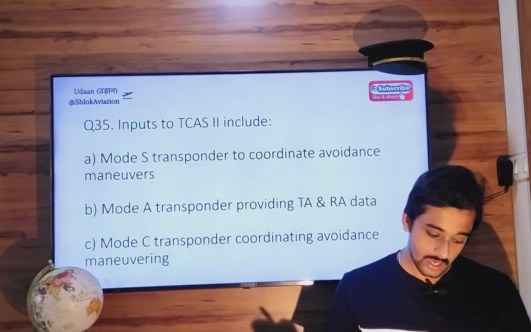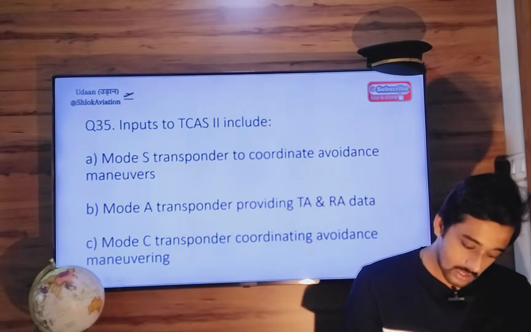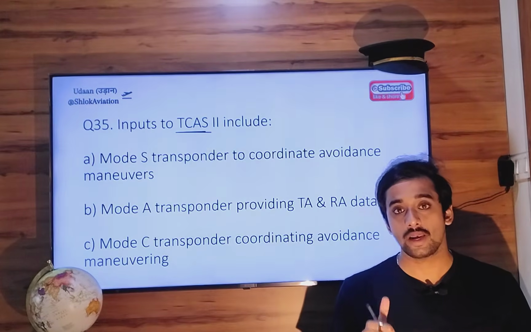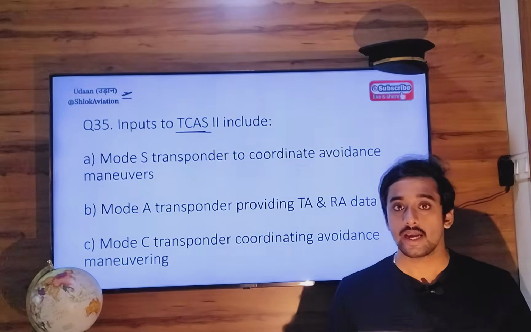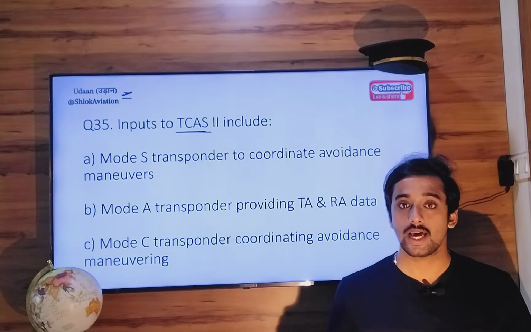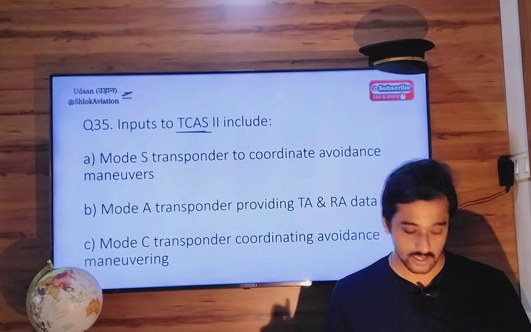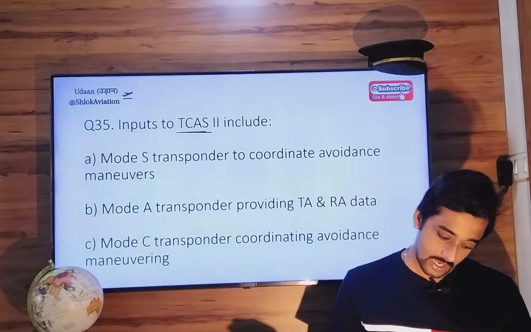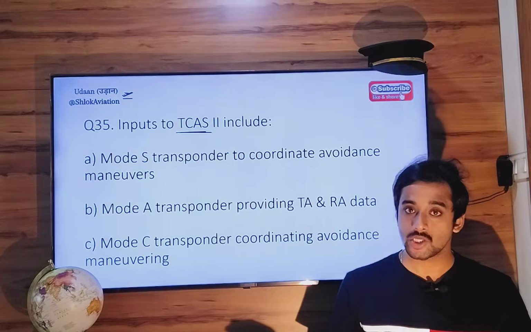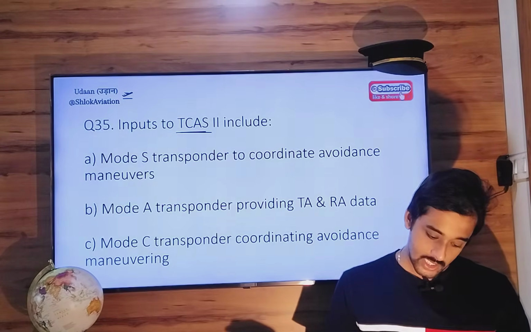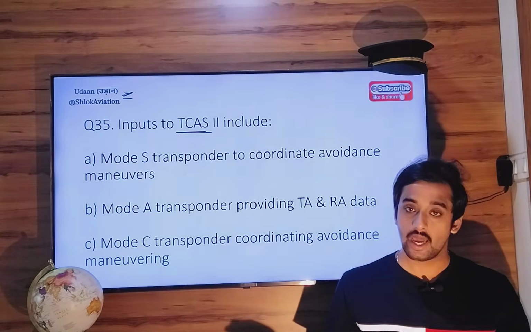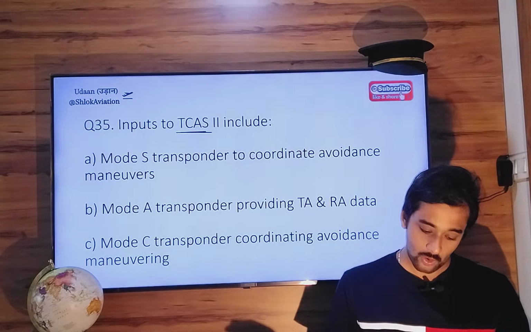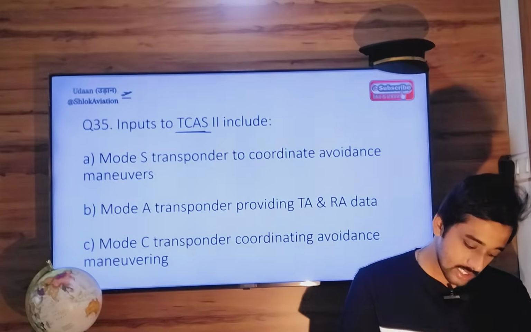Next, inputs to TCAS2 include: TCAS2 means there is TCAS1 and TCAS2. In TCAS1 you only get traffic advisories. In TCAS2 you get traffic advisories as well as resolution advisories. So what are the inputs provided to TCAS2? Mode S, transponder to coordinate avoidance maneuvers. Mode A, transponders providing traffic advisory and resolution advisory. Mode C, transponder coordinating avoidance maneuver. So the correct answer is mode S.